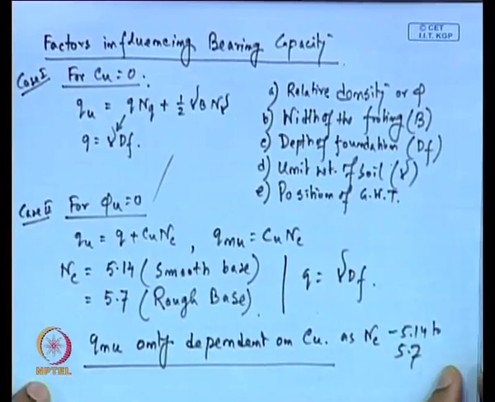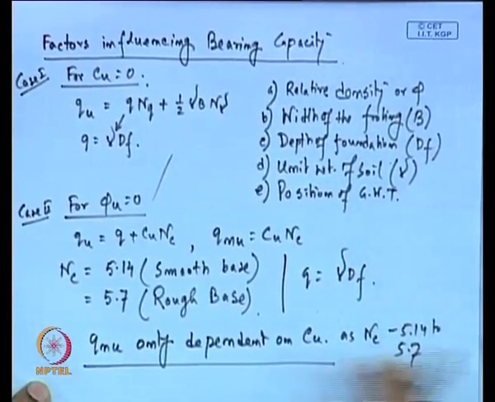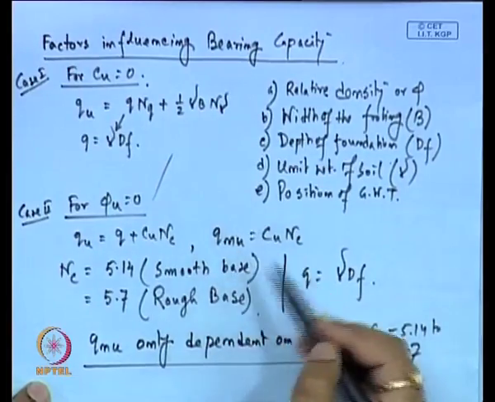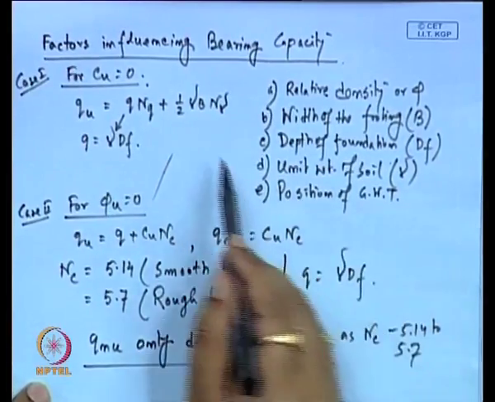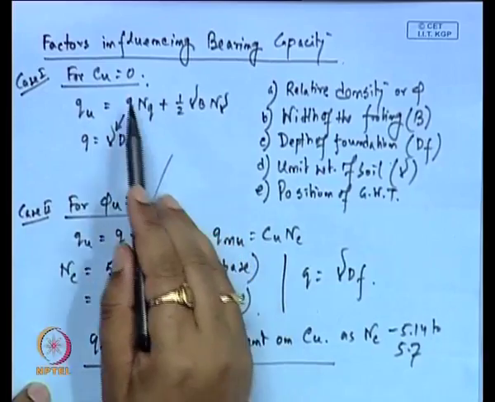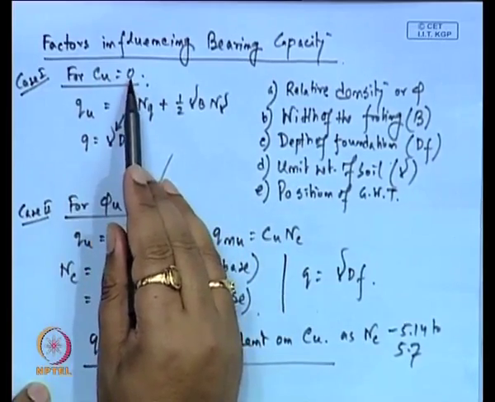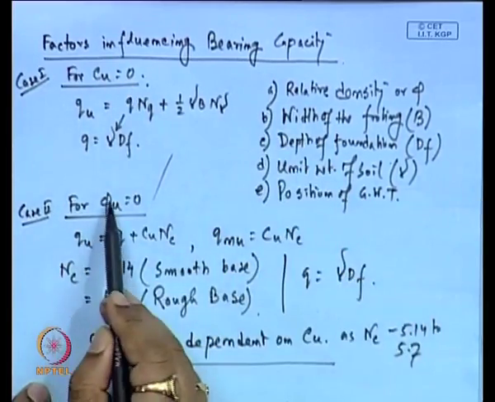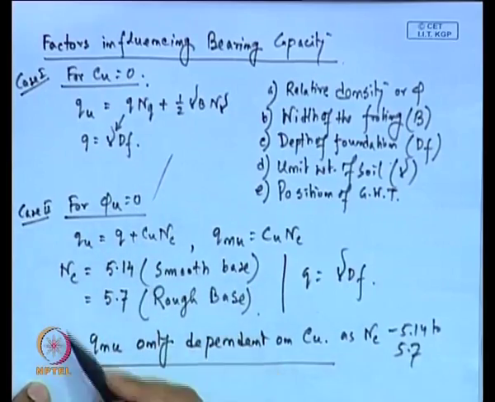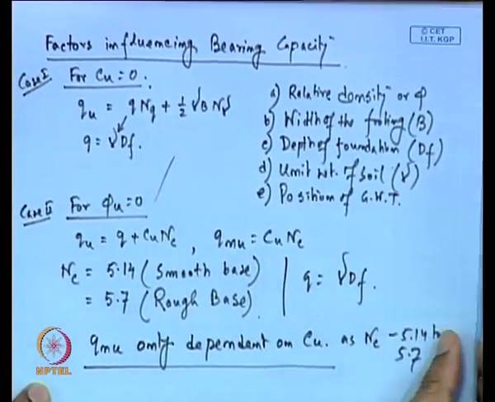So, now from this conclusion we can say that these are the different factors which influence the bearing capacity of the sandy soil, where Cu is equal to 0, and these are the factors for clay soil, where phi u is equal to 0.